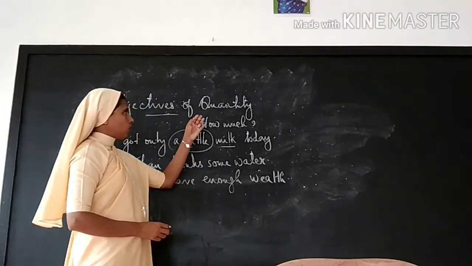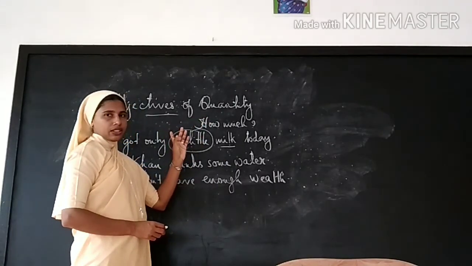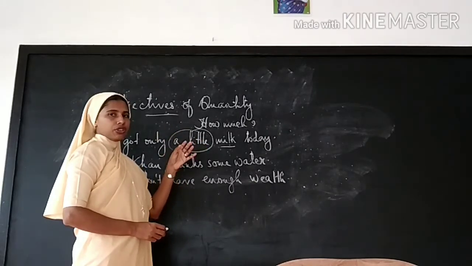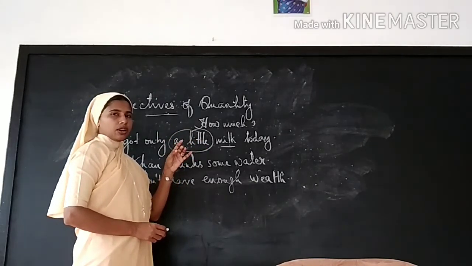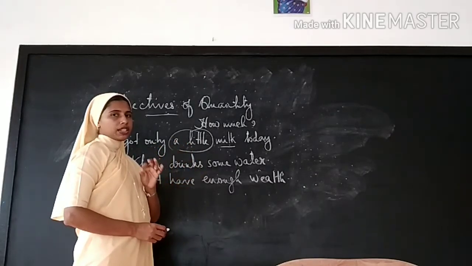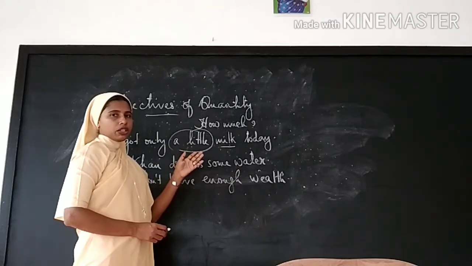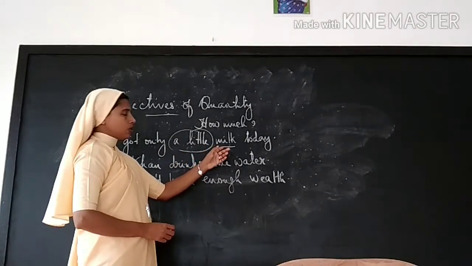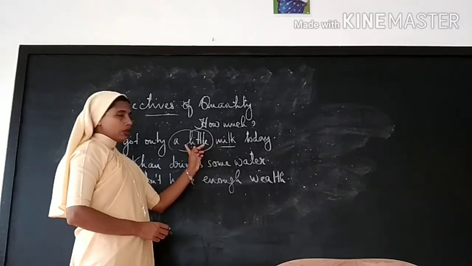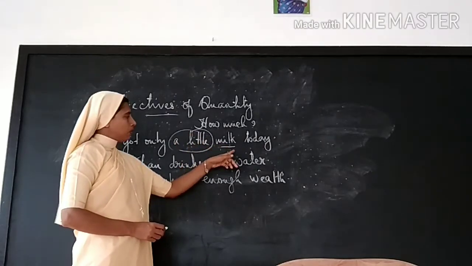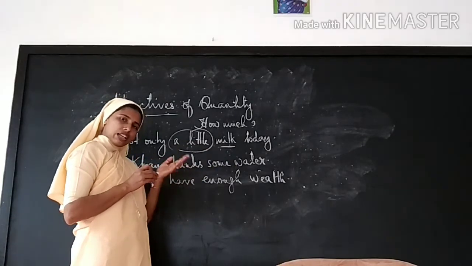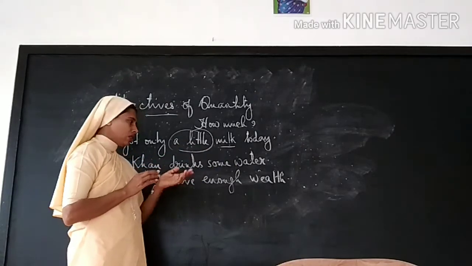Normally, these quantitative adjectives, or adjectives of quantity, are used before abstract nouns or uncountable nouns. All the abstract nouns are included in uncountable nouns. Milk is an uncountable noun. So a little describes milk. It tells you about how much.